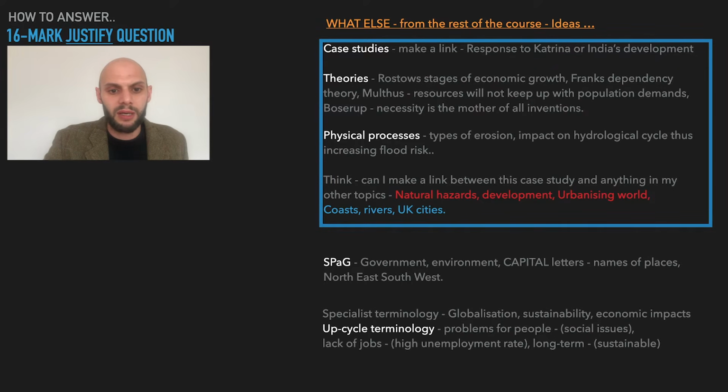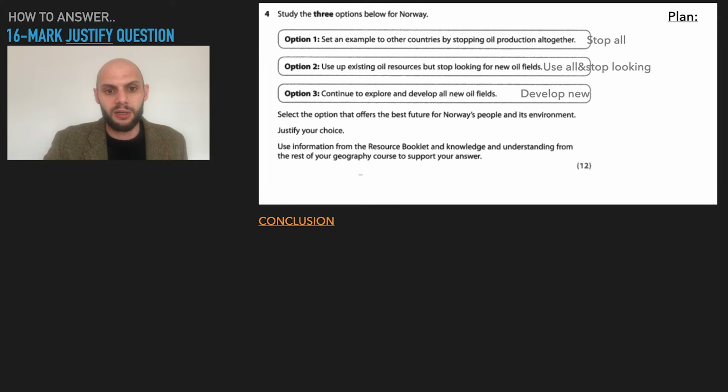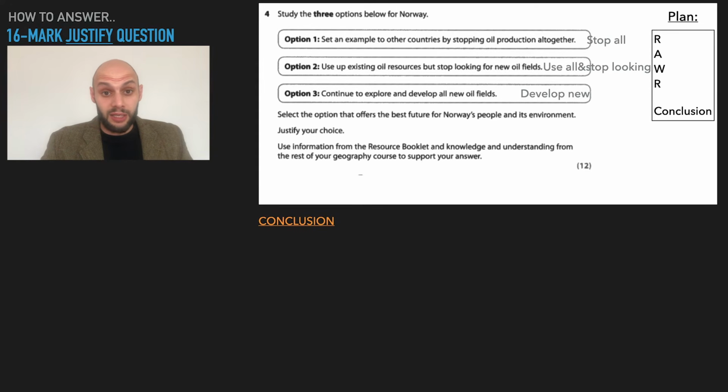Okay, so this part, making this link, make sure you put this in your plan, okay? Just the one bullet point of what you're going to do. So look at this here. I've put a plan at the top. I've summarized each option. I then write my plan. I'm going to write RAW plus conclusion. That's my structure. That's my plan. And then I want to add a bullet point of what else I want to include. So for this one, I might include Boserup's invention theory. Just put it there in your plan so you know you need to include it.